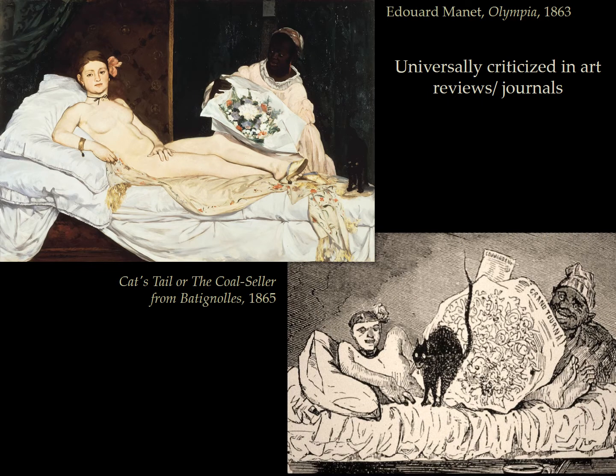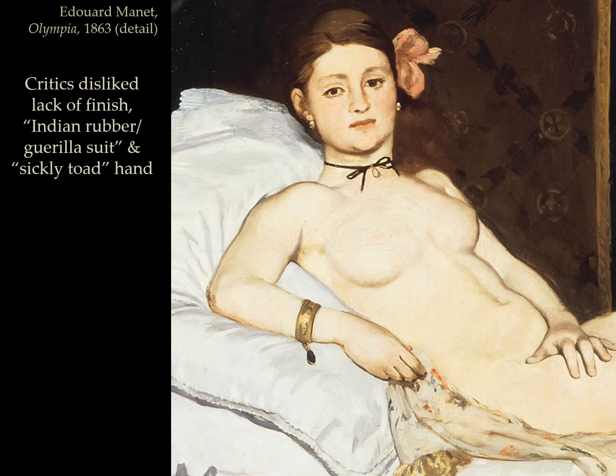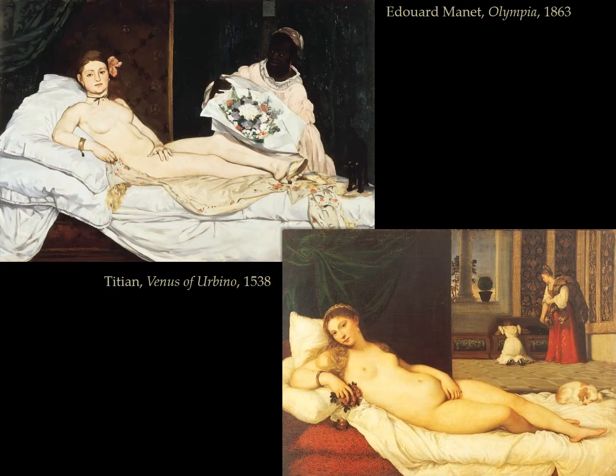Now, this is universally criticized by art critics and journals, and they mock it mercilessly. They're very uncomfortable with this painting because it is the first time that a woman has actually defied the male gaze. She is criticized for being unfinished, and certainly Manet did not distinguish the tonality between, say, her thigh, abdomen, breast, and arm here. So they criticize her as being made of Indian rubber or wearing a gorilla suit, having a sickly toad right over her pelvis.